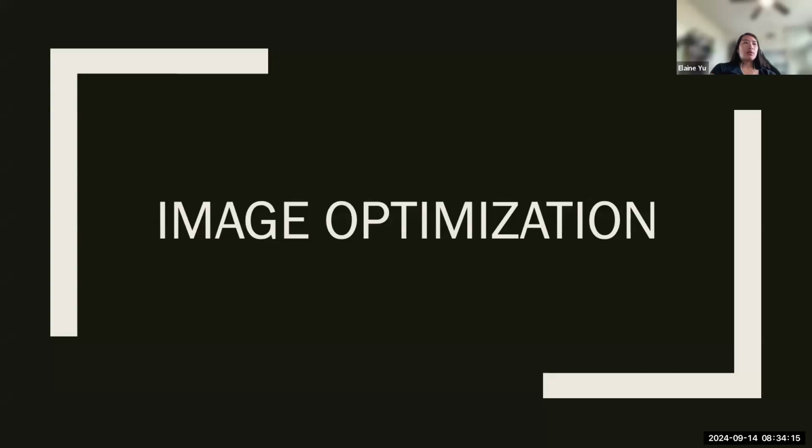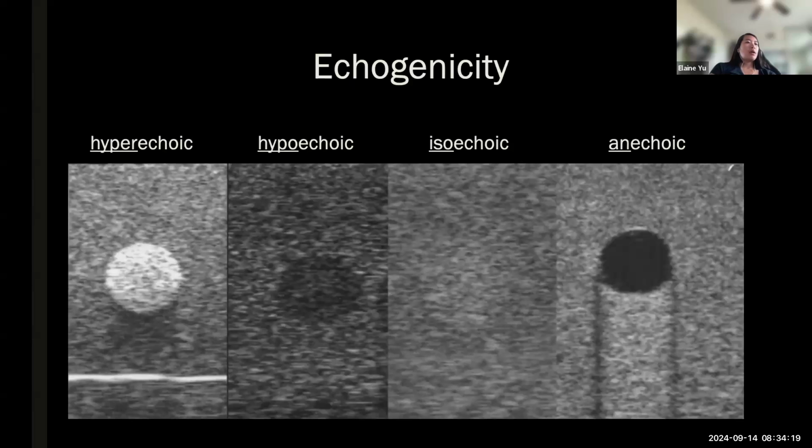So let's talk a little bit about how do we get the best images. A quick note on how to talk about what you're seeing on your screen. Most of ultrasound is in black and white and grayscale. So are you going to talk about the whiter part of the image or the blacker part of the image? We actually have terms to describe this.